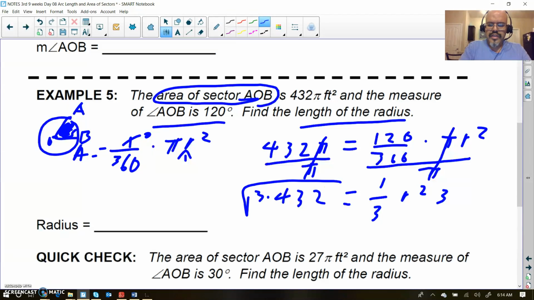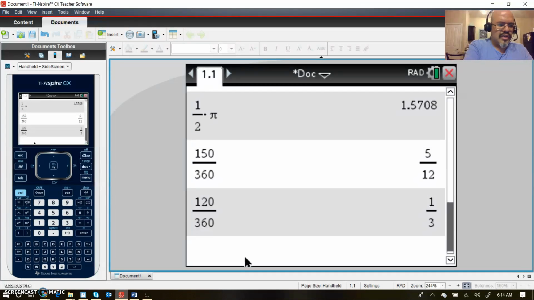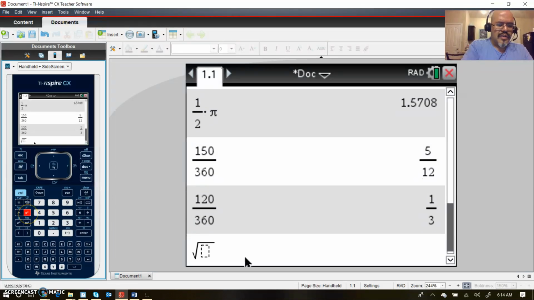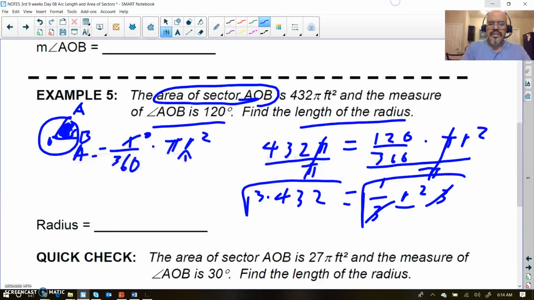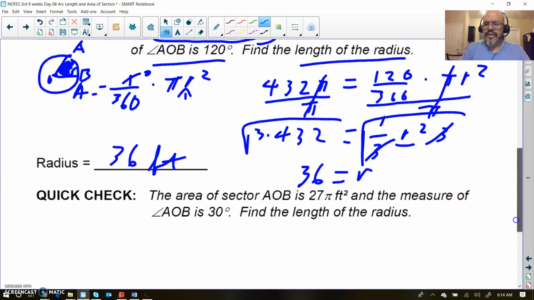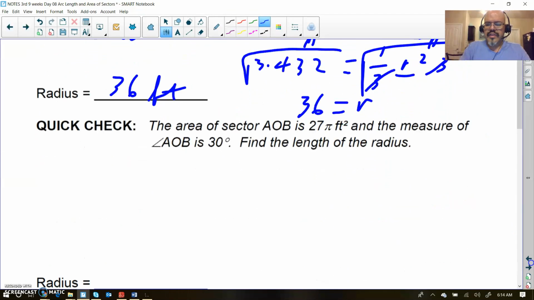And then we're going to also take the square root of both sides. The only thing I'm going to take the square root of is r on this side, and this is going to be the square root of 3 times 432. That gives us 36. So our radius is equal to 36 units, or 36 feet. So this is 36 feet. That's one big circle. All right. So that takes care of that one.